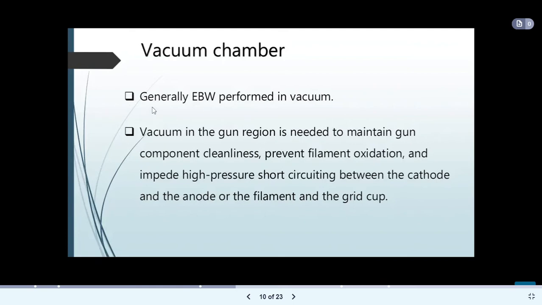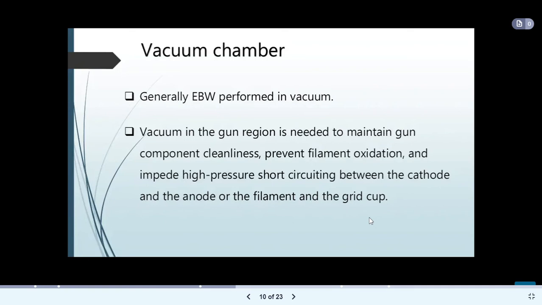What is the function of the vacuum chamber in the first region, that is, generation of the beam? In this chamber the function of the vacuum is for cleanliness, to prevent filament oxidation, and to impede high pressure short circuit between the cathode and anode, filament and the grid cup.